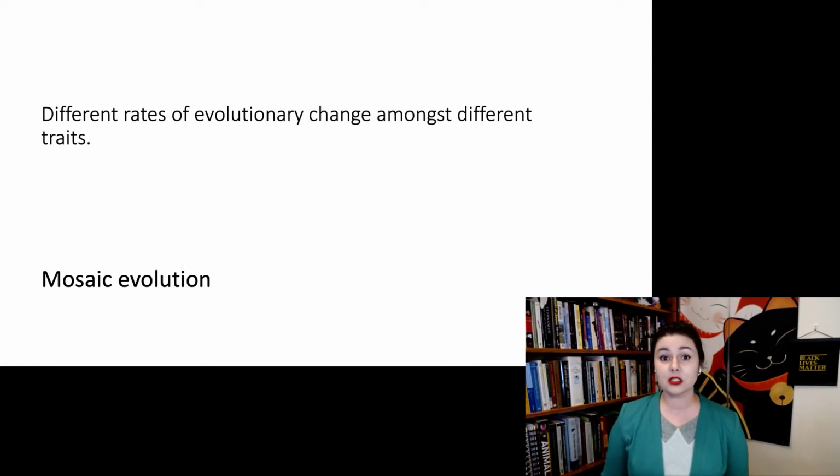This is part of what makes it difficult to figure out exactly who is more closely related to whom, because we have different types of traits happening in different groups. And this is one of the reasons why it's both interesting and confusing.